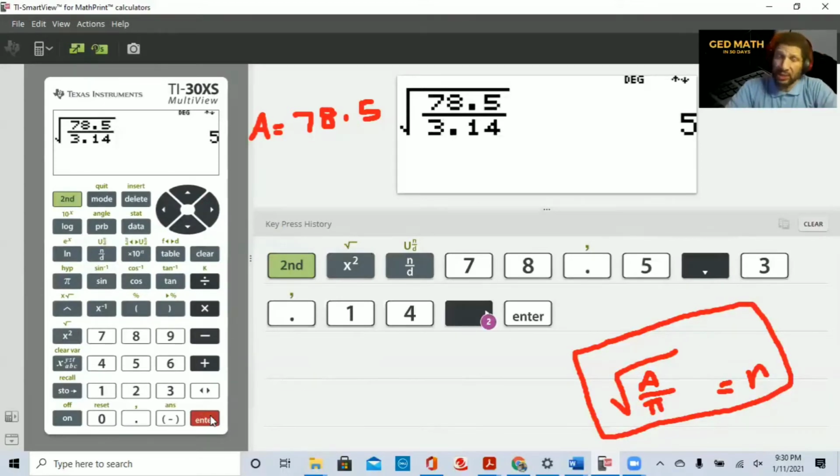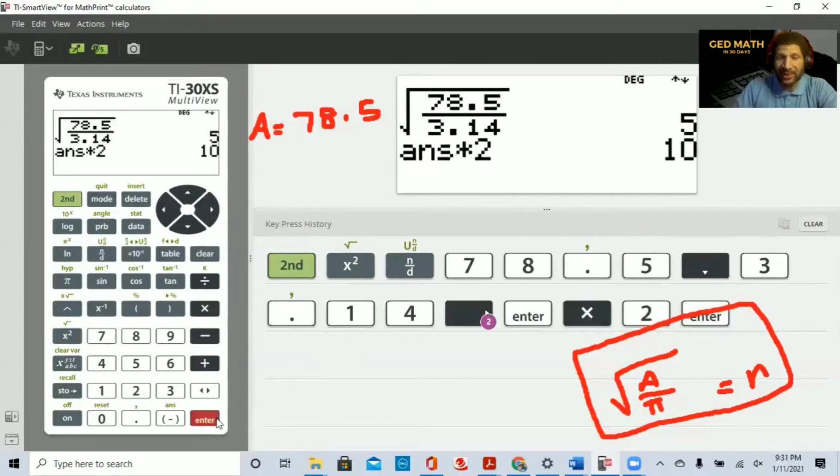From your classes or from your studies, you should know the diameter is twice the radius. So to find the diameter, we're going to multiply by 2. Since the 5 is already in memory, we're going to hit times 2. And now we have the diameter. So quickly, we found the radius was 5. We found the diameter, which is 10.